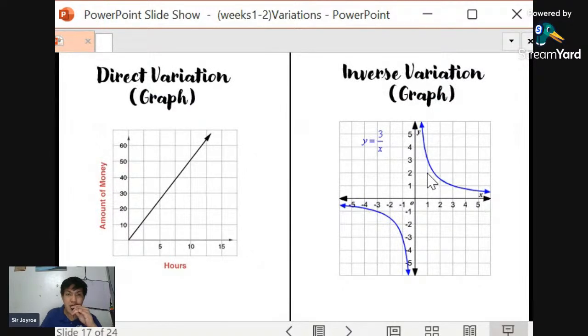Okay, so I will just show you, no? So yung joint at saka combined, we're going to do it next time. Kasi ano na tayo, overtime. It's already 2 hours and 15 minutes.